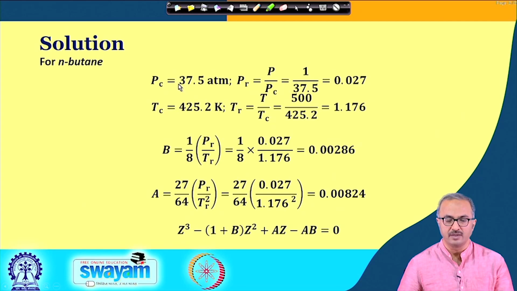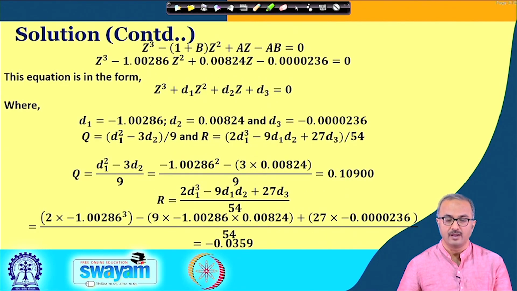Now, we can proceed with butane. Here, for butane, we have this critical pressure and this critical temperature, and we find the reduced pressure and reduced temperature values. Then we find the values of these coefficients. Once we find the values of the coefficients, we put them in this particular expression, and we finally have this expression.